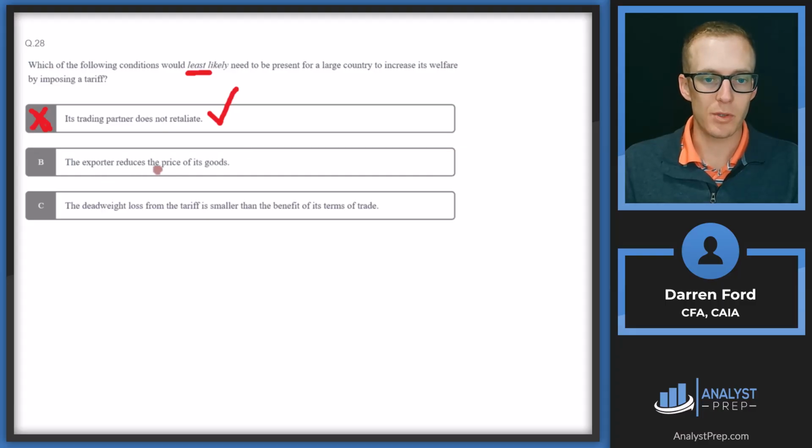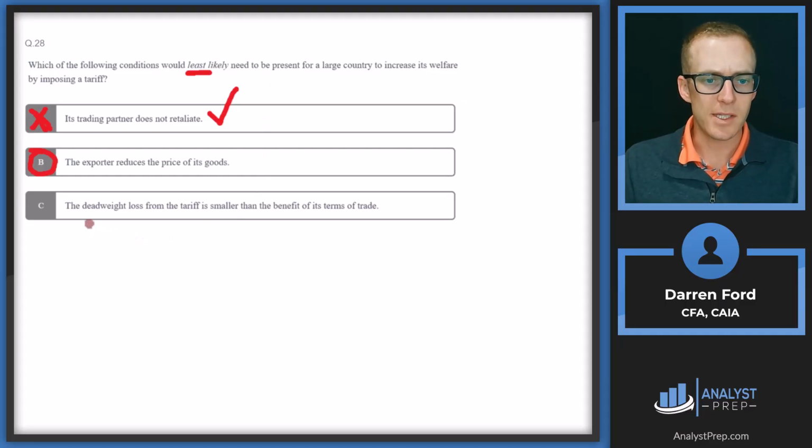B, the exporter reduces the price of its goods. This is likely going to be our answer since this wouldn't need to be present. If the exporter is reducing the price of its goods, this is going to be a reaction to the country that imposed the tariff. And so this isn't needed to increase welfare, since tariffs are going to be on importers or on imports coming in.